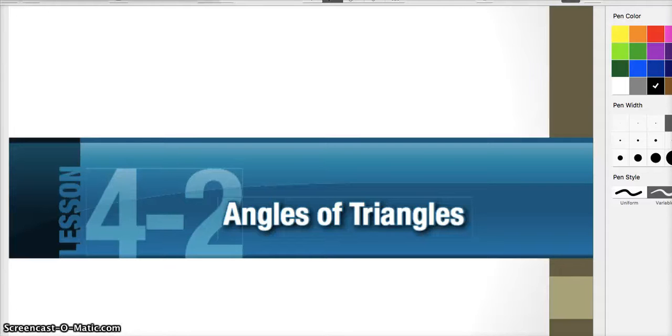Geometry friends, here we are, still in chapter 4. We're looking at lesson 4.2. We're going to talk about angles of triangles.